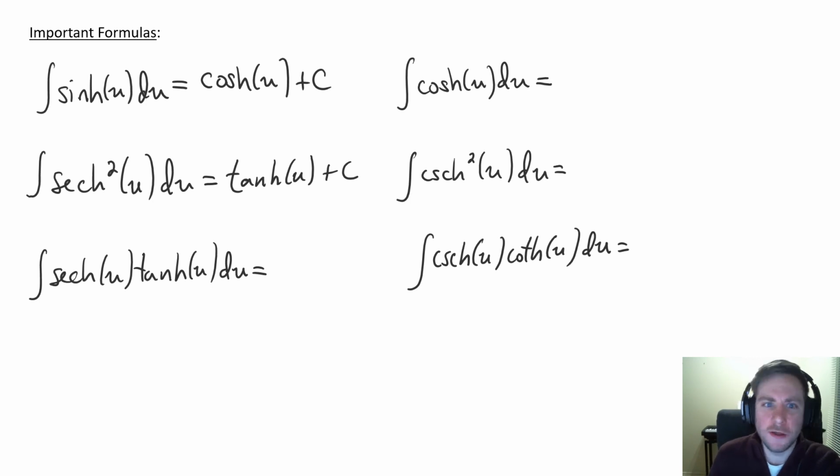If you just pull on that intuition, you might think that sech of u is a function whose derivative is sech u tanh u. But actually, if you rewind the video, the derivative of sech contained a negative, so that negative still needs to be accounted for in our antiderivative as well.